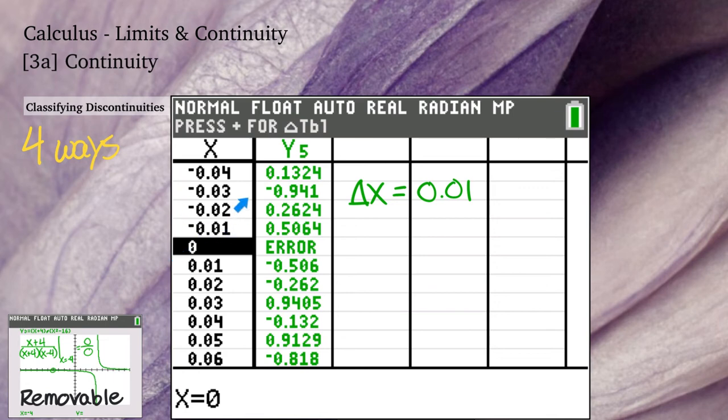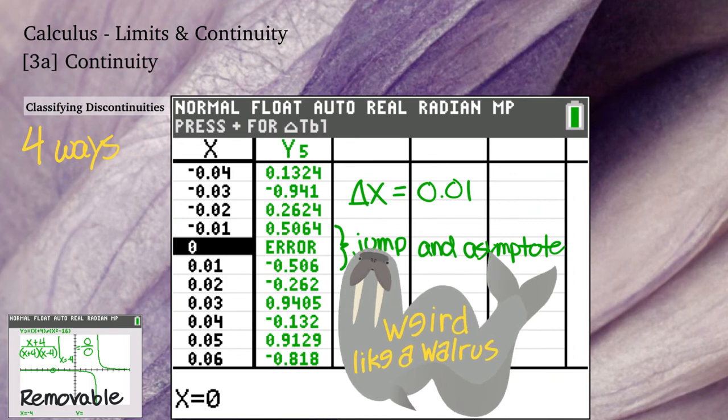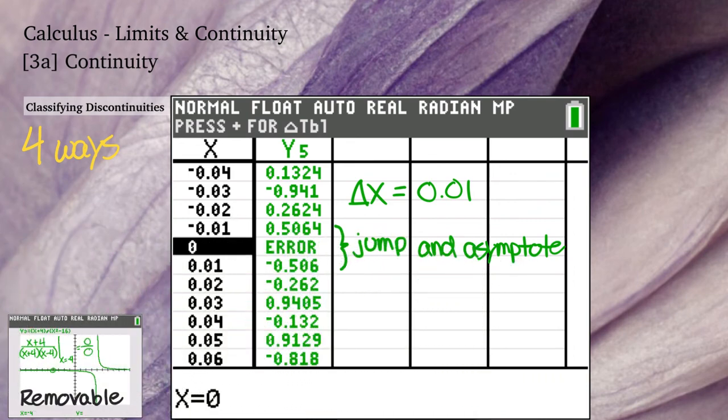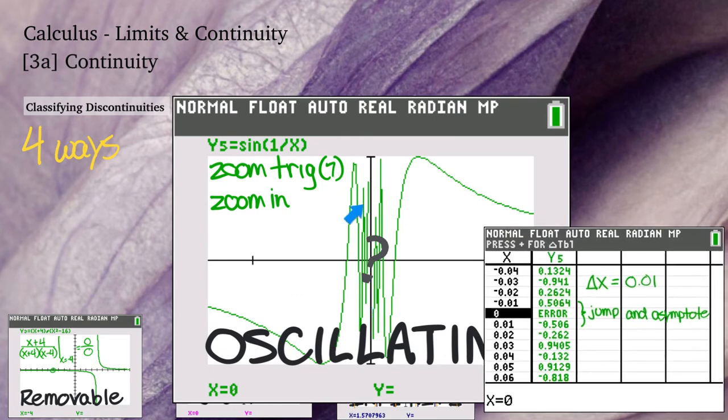For x values less than 0, you can see that the y values go from 0.13, then they decrease to -0.9, and then they go up to 0.5. They do a similar thing for values that are greater than 0, but this is more than just a jump from 0.5 to -0.5. It's almost like a combination of a jump and an asymptote. So that's why I think it's kind of weird. The main 2 things to notice are the function is oscillating, going up and down a lot, and the function is undefined at x equals 0.